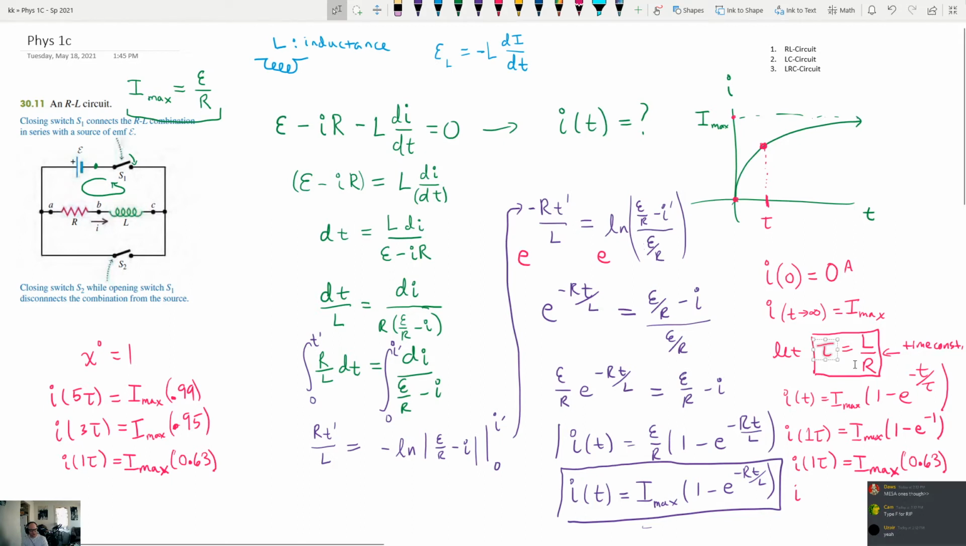It's really just related to what an inductor does. The inductor just slows it down. So if you have a bigger inductance, it'll take longer for the current to reach its maximum.